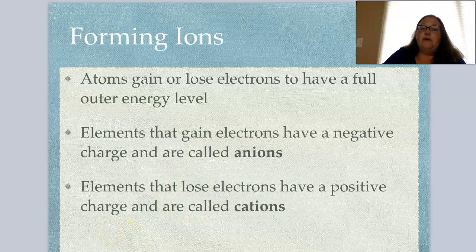So when we want to figure out what kind of ion an atom is going to form, they're gaining or losing electrons to have that full outer energy level, which means they want to have 8 valence electrons. Elements that gain electrons have a negative charge, remember, because they're gaining negatives, and we call those anions. Elements that lose electrons have a positive charge, and we call those cations.